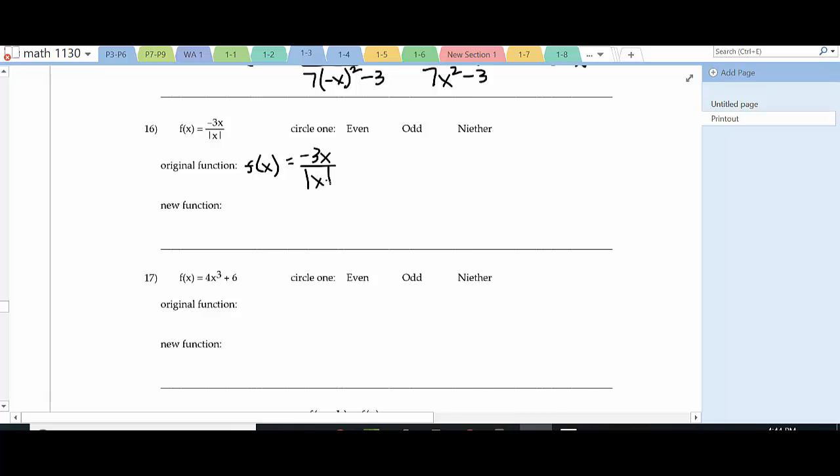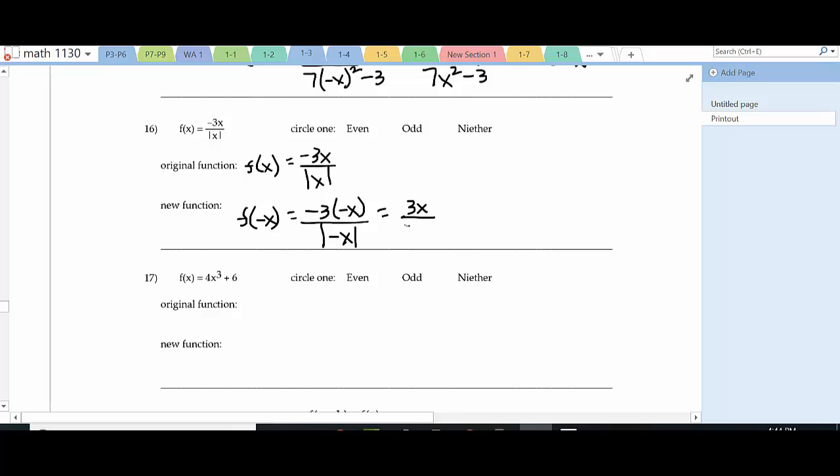All right, so what you want to do on your paper is write what f of negative x is. If you didn't do this, write it exactly like that. That'd be negative 3 times negative x over absolute value of negative x. What that becomes is the numerator becomes 3x. What does the denominator become? When you take an absolute value of a negative number, it just stays the same, right?